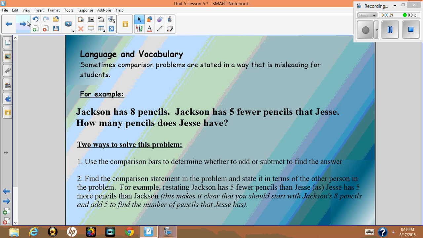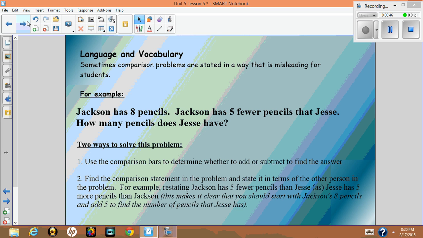So language and vocabulary can sometimes be misleading to students. For example, Jackson has 8 pencils. Jackson has 5 fewer pencils than Jesse. How many pencils does Jesse have? Now there are 2 ways that we could solve this problem.